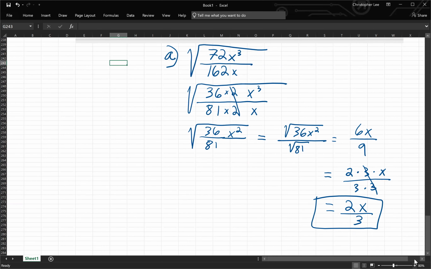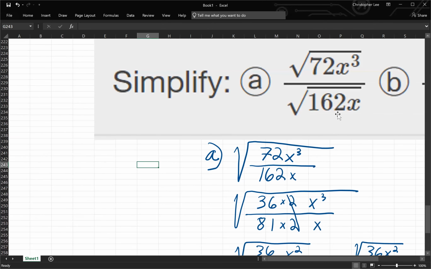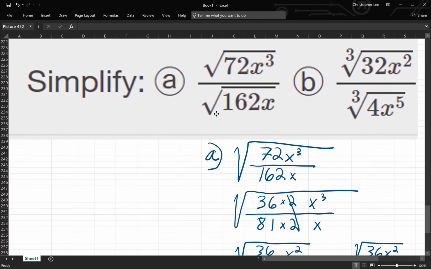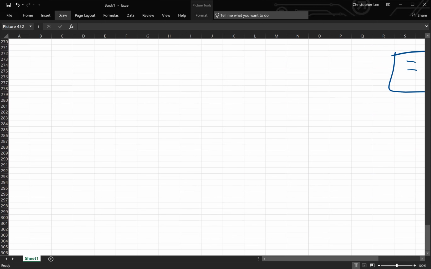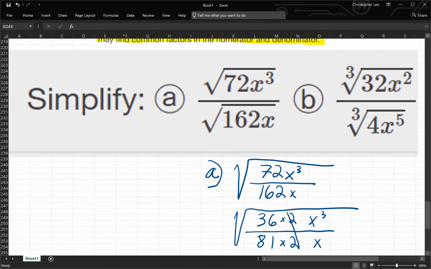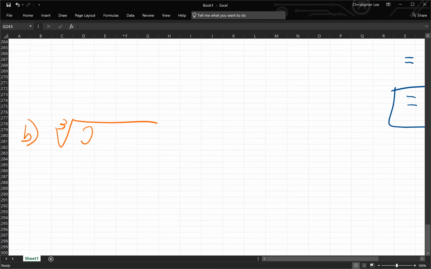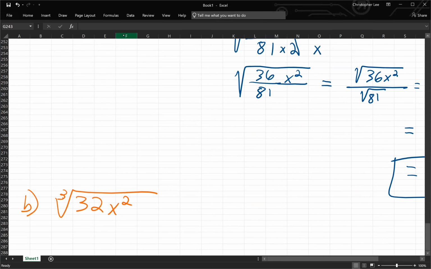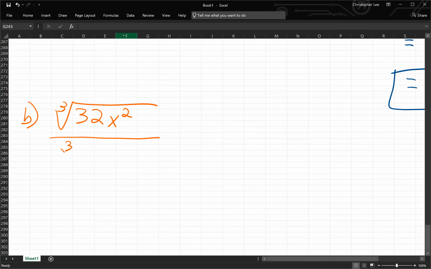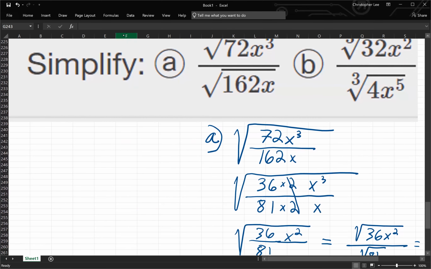All right, let's try out B real quick. B's massive. My fault. I didn't line up everything correctly. So for B, right? I got the cube root. That's a 3, by the way. 32x squared over cube root 4x to the 5th power.